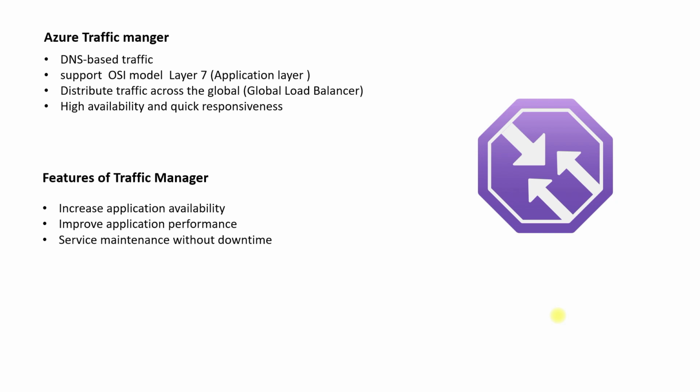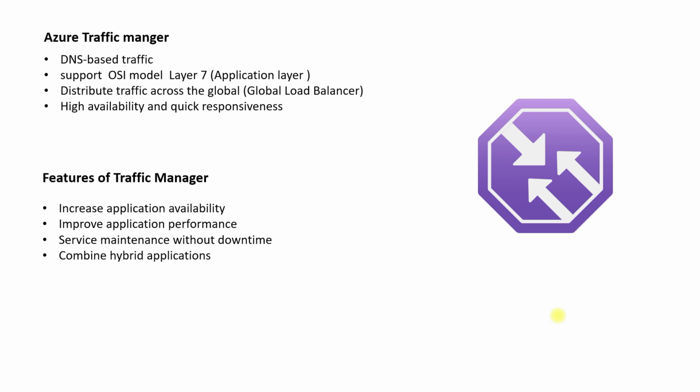Next one, service maintenance without downtime. How can we achieve this? With Azure Traffic Manager, for example, you have app 1, app 2, app 3. App 1 is routing all the traffic and app 2 is like a backup for app 1. So when app 1 needs to be updated, you can easily change the traffic to app 2. So it gives you service maintenance without downtime.